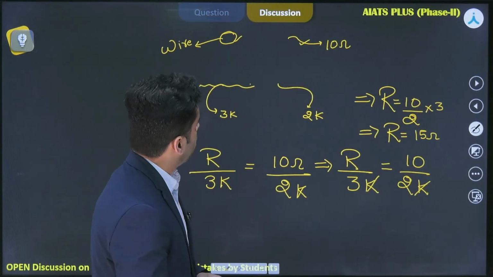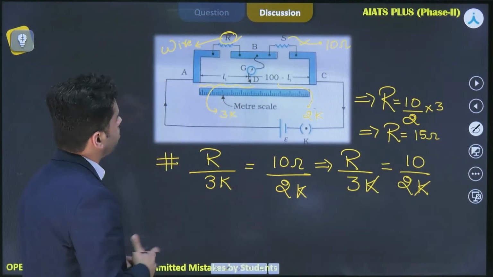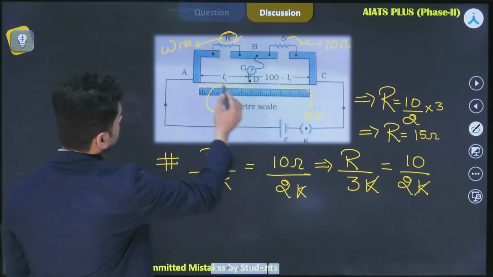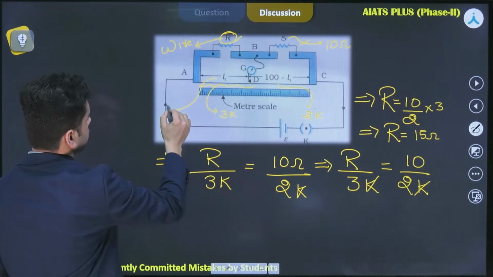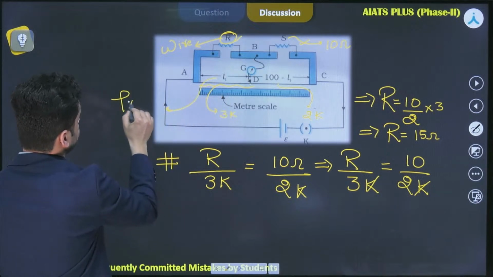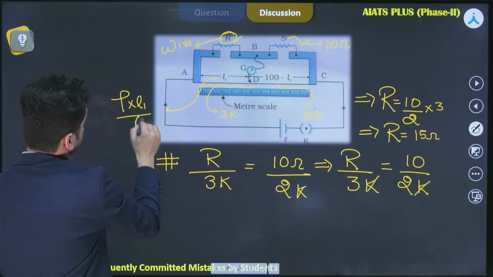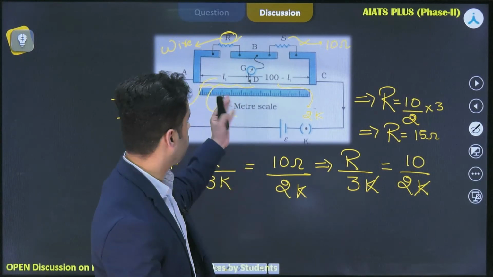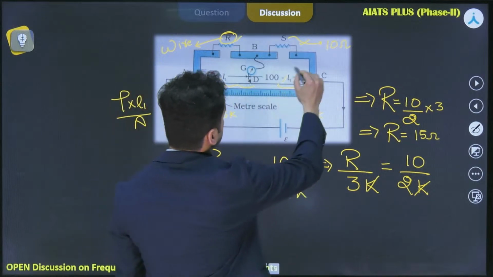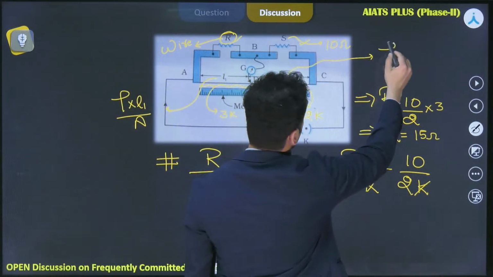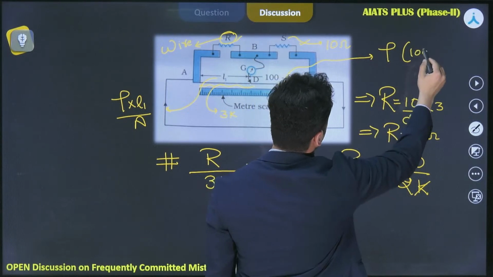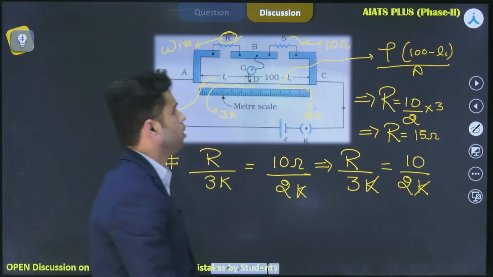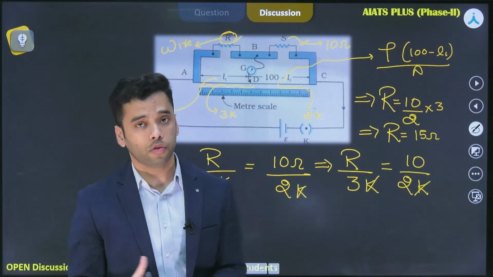Now, this meter bridge works on the principle of balanced Wheatstone bridge, as I told you. So you can write the resistance of this much part of the wire as rho into L1 over A, right? What is rho? Rho is the resistivity, A is the area of cross section, L1 is the length of this much part, and for this much part you can write the resistance as rho into 100 minus L1 upon A, right? So that's how you can write the resistance of the wire.